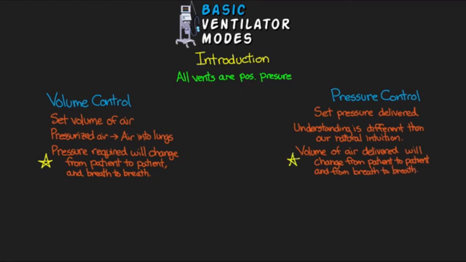Once again, this is going to be a very key point, and this really summarizes the main difference between our volume control and our pressure control. As I mentioned, in volume control, our volume is constant and our pressure is the changing variable, whereas in pressure control, our pressure is constant and the volume is our changing variable. So a very key, important, distinctive concept to know.